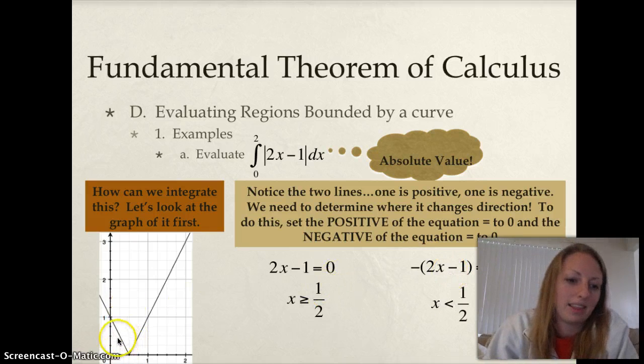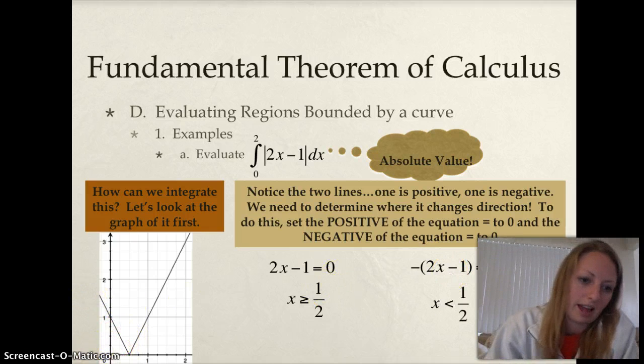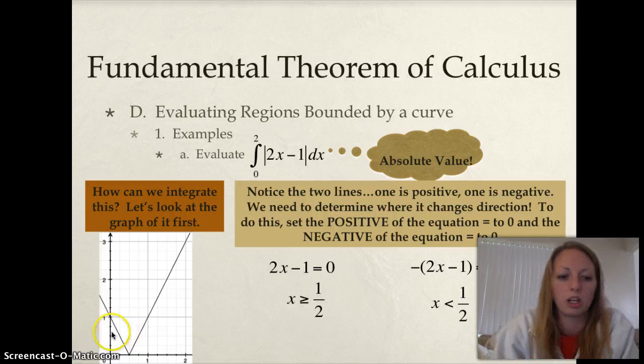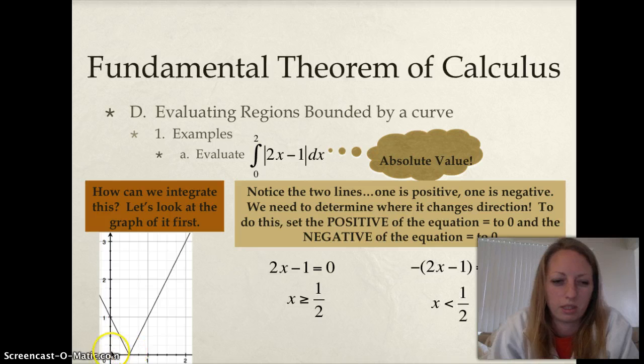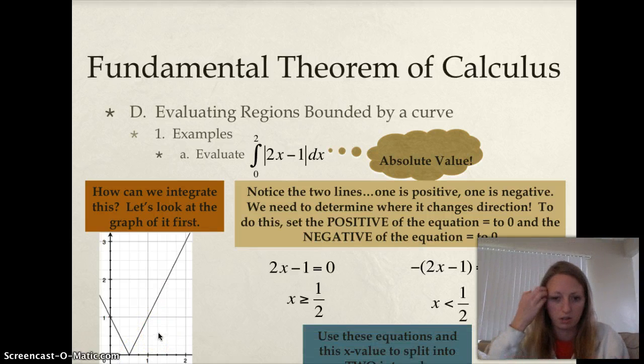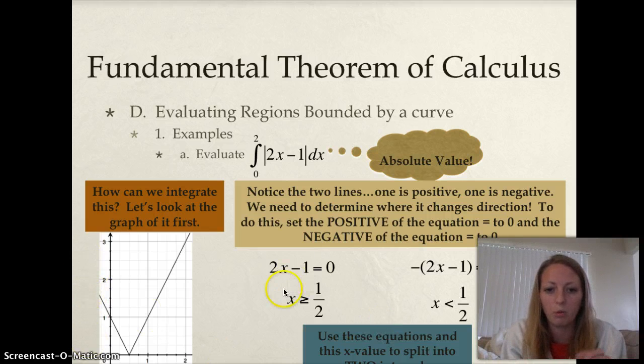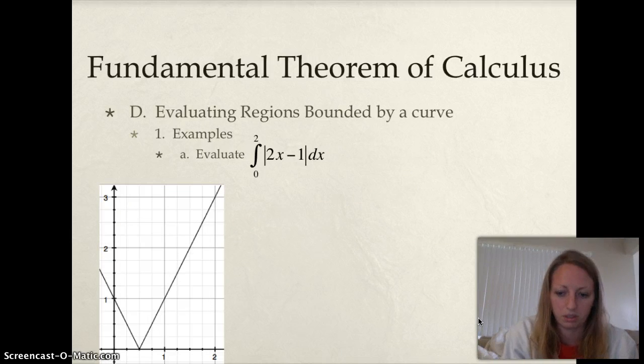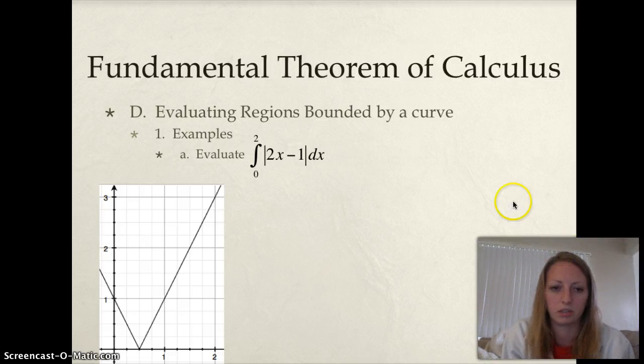However, it's when x is less than 1/2, because everything is to this side. So we are looking at the area right here from 0 to 1/2. I don't know if you can see my arrow, but I hope you can. And then from 1/2 over to 2, this area. But we're going to need two different integrals to do that. So we're going to use these two equations and this x value 1/2 to split into two integrals. And I'll show you what I mean on the next page. As always, remember you can pause, go back, whatever you need to do.